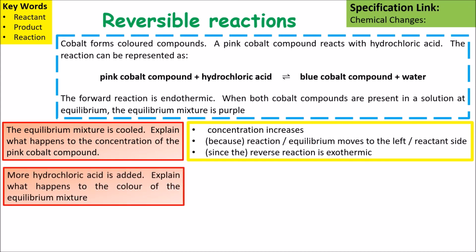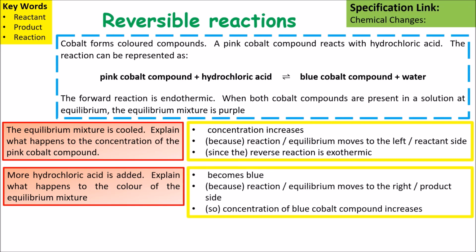More hydrochloric acid is added. Explain what happens to the colour of the equilibrium mixture. It becomes blue because the equilibrium moves to the right and the concentration of blue cobalt compounds increases.